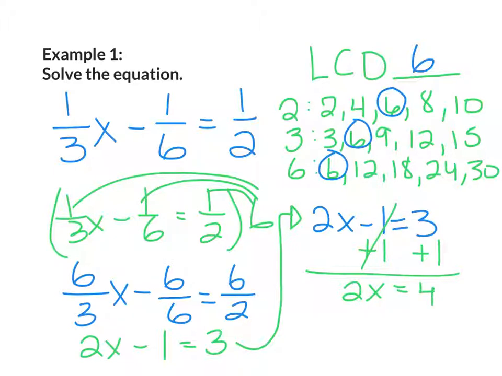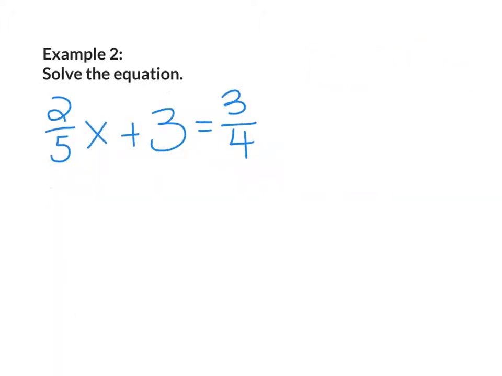I notice that 2x is multiplication because they're next to each other. So I'm going to do the opposite of multiplication, which is division. So I'm going to divide both sides by 2. 2 divided by 2 cancels out because that's 1. So I'm just going to bring down my x. And then 4 divided by 2 is 2. So my answer is x equals 2.